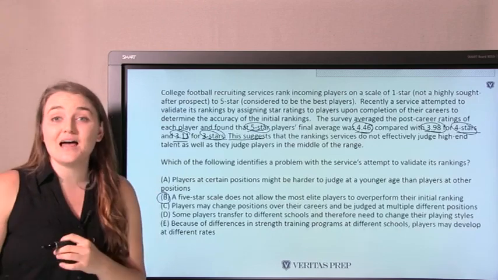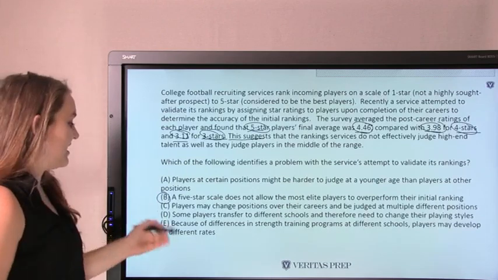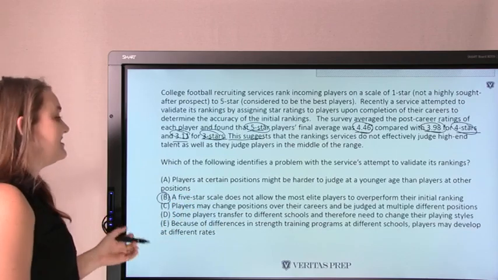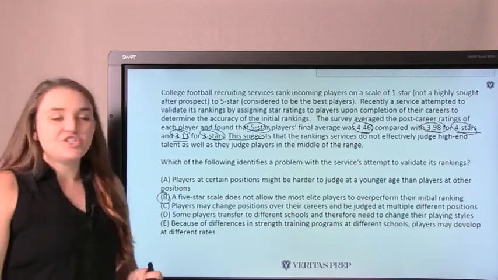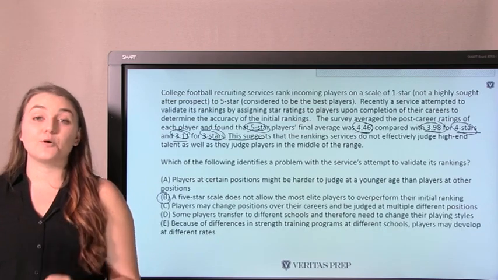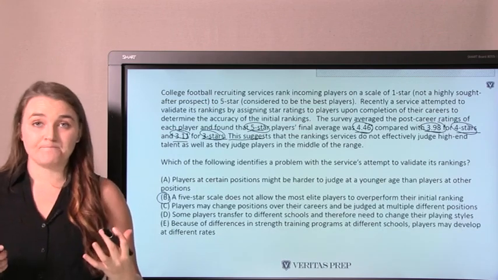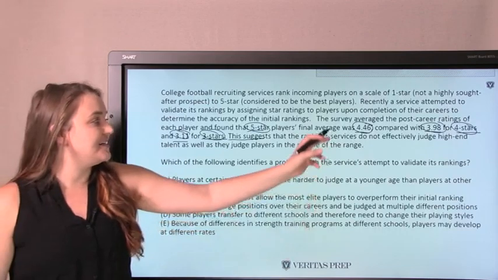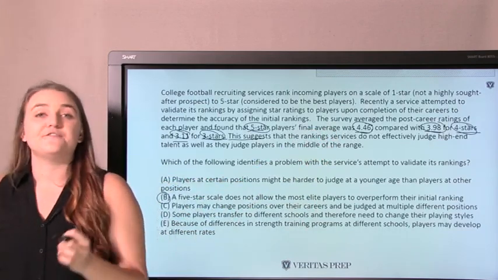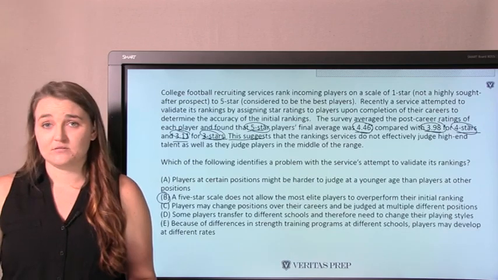So for something like answer choice E, because of differences in strength training programs at different schools, players may develop at different rates. The issue we run into here is that really none of our other answer choices even remotely addresses why we would expect the difference for the most elite players to be greater than the difference for mid-end talent, right?